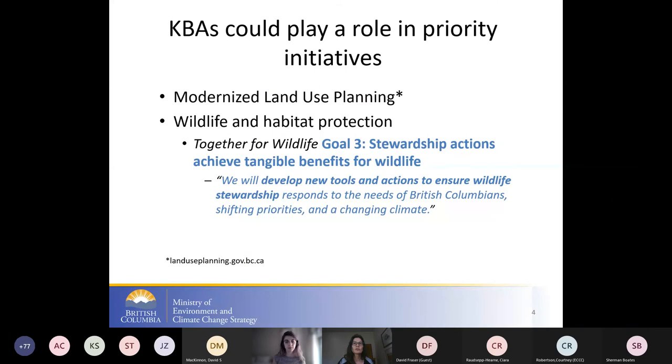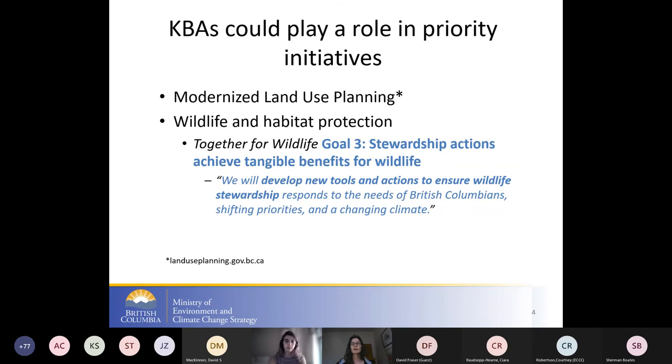So therefore, these directions are all creating several active work streams where KBAs have the potential to be quite helpful. One of those is modernized land use planning. On the previous slide, I mentioned land use planning from the 2017 mandate letter, and that's now an active stream of work. It's something that needs data inputs, and it sounds like something like KBAs that roll out multiple biodiversity related layers into a single product that's relatable could really be useful there.